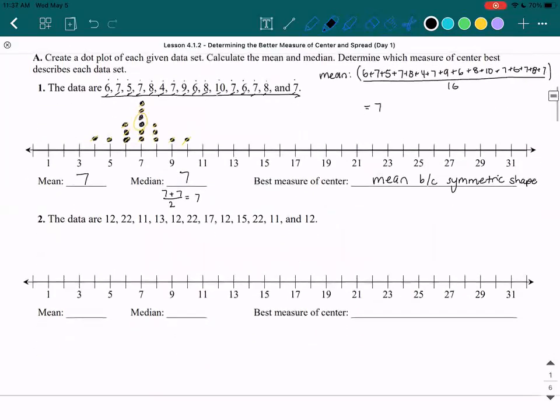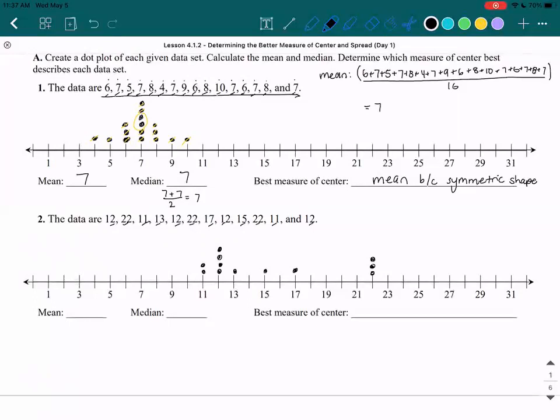So we're going to create a dot plot. So let's do that. We have 12, 22, 11, 13, 12, 22, 17, 12, 15, 22, 11, and 12. Okay, so we got some weird shape going on over here.